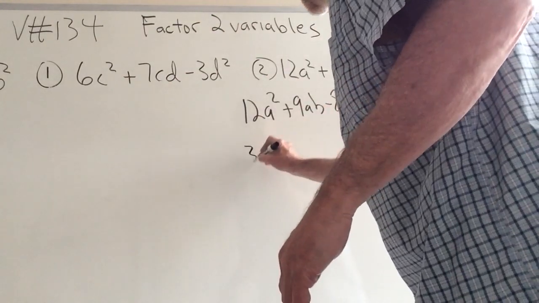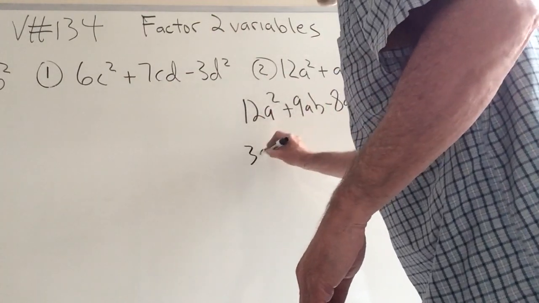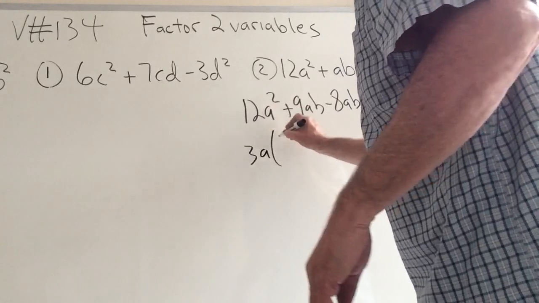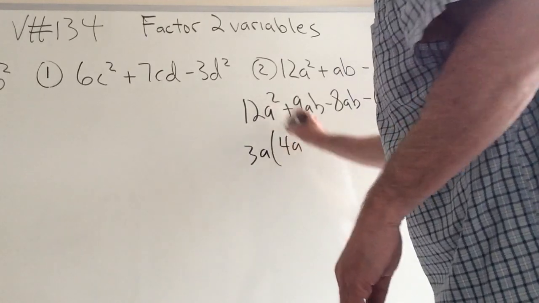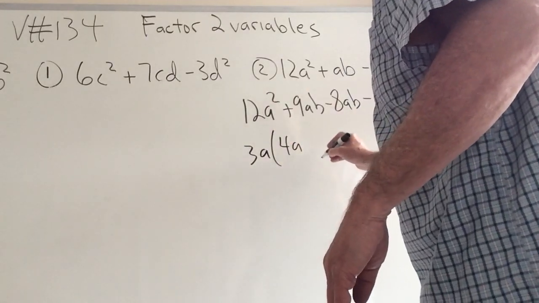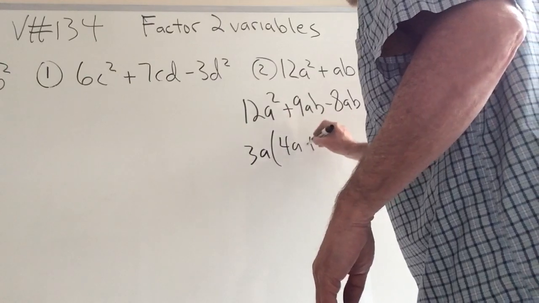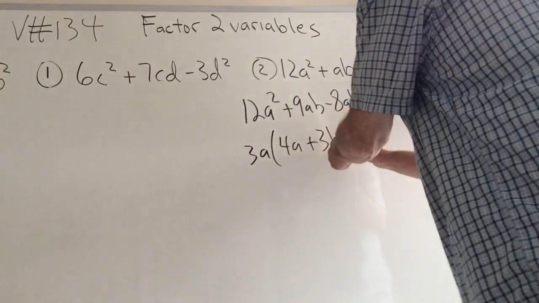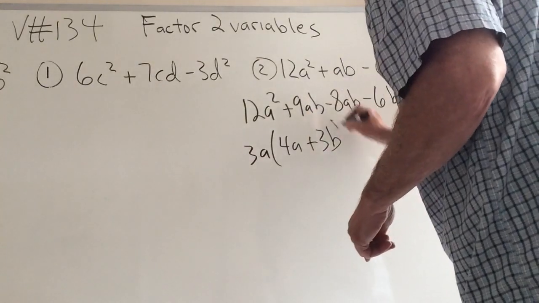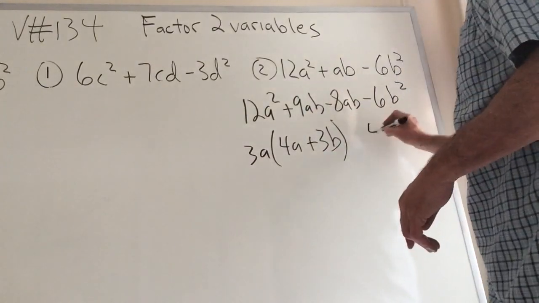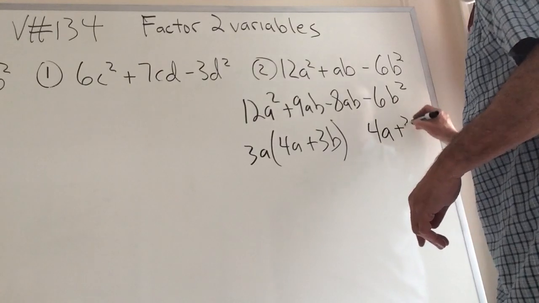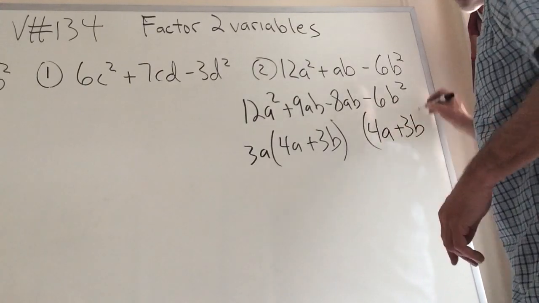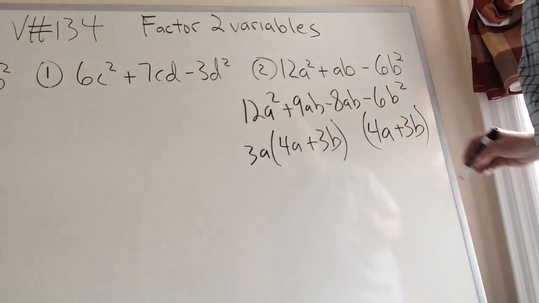12 and 9 share the 3. They both share the A. What's left? There's a 4A. Double check yourself all the time. I make mistakes all the time here too. And there's 3B. Double check yourself. 3A times 3B equals 9AB. And now I rewrite it. It makes it easier to work this way, especially if you don't love this stuff, right?